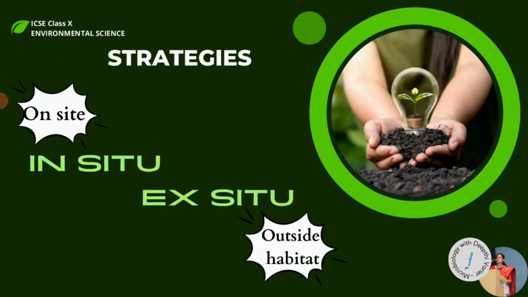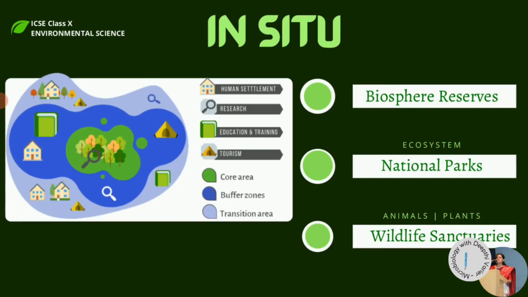Now, there are basically two different types of strategies. We can either have in situ strategies for conservation, or we can have ex situ strategies for conservation. In situ is on site, in the place where the conservation needs to happen. You do it at that particular area, in the natural habitat. Ex situ is the opposite, which means external to the natural habitat, outside the natural habitat. When we do the conservation, that is called ex situ. So what we'll be looking at are a few in situ and ex situ strategies for conservation of biodiversity.